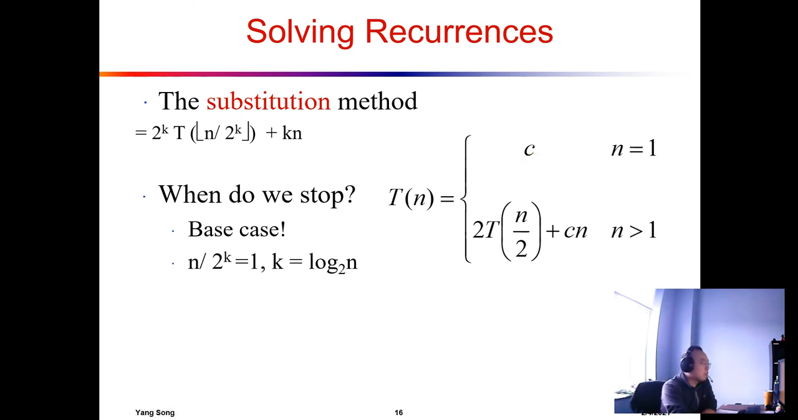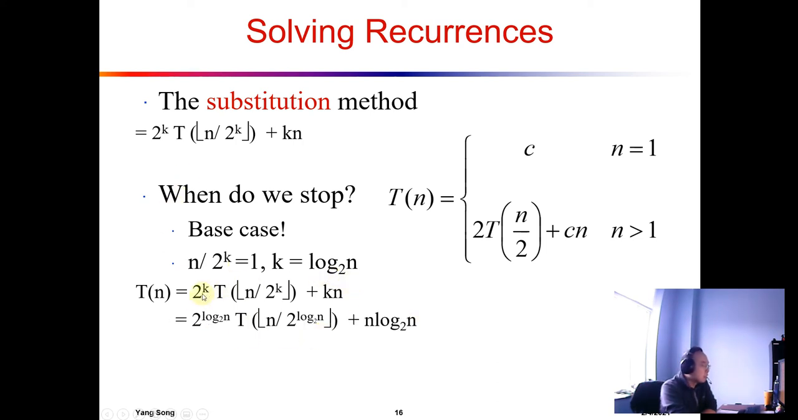Okay, this is what we want to replace. So eventually, when this value is 1, we stop. If n divided by 2^k is 1, this means k is log2 n. And when k is log2 n, we stop, right? How about we just substitute this k with log2 n, and what do we have? Then I massage this a little bit, and I'm going to replace the T(1) with c, and eventually I got this: n log2 n plus cn.